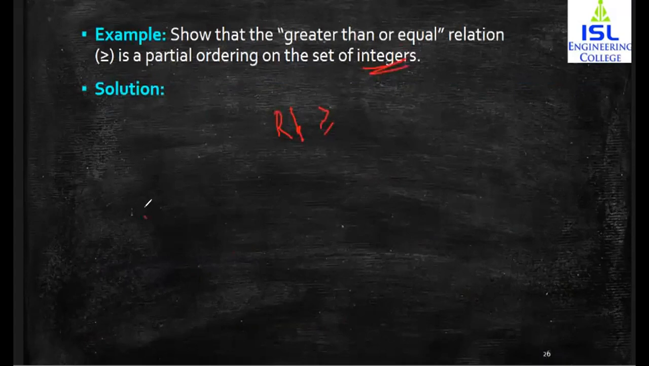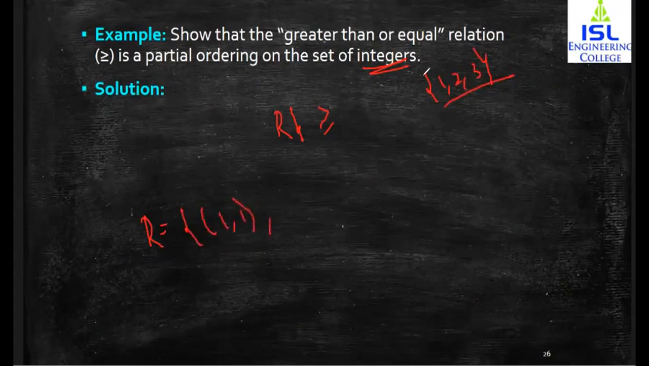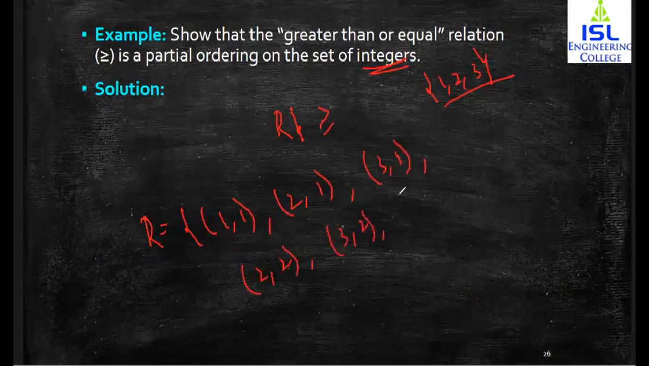So our relation is basically, if I take the integers 1, 2, 3 and I am taking the greater than or equal to relation, then it can be represented as follows. Is 1 greater than or equal to 1? Yes. So we write (1,1). Is 2 greater than or equal to 1? Yes. So (2,1) and then (3,1). Similarly, we write (2,2), (3,2) and then lastly (3,3).